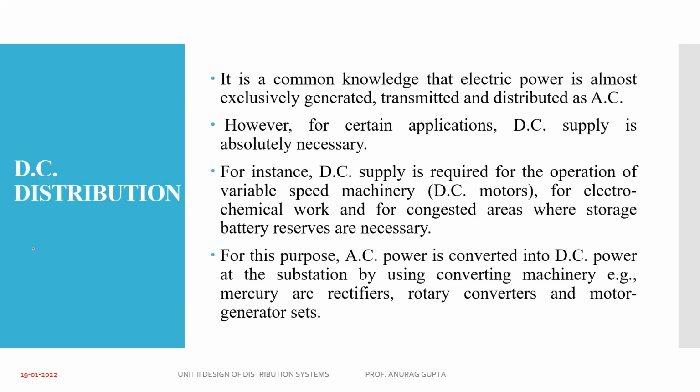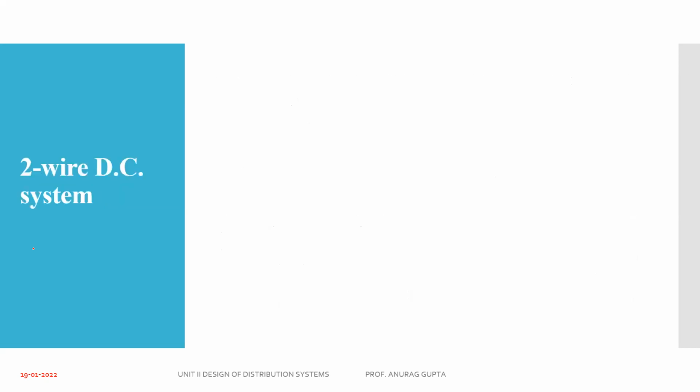But of course, for certain applications, we are also dealing with DC supplies. For example, if we are running a variable DC motor, or any DC motors for variable speed machinery, ultimately we have to provide DC supply. So DC supply or DC distribution already exists, but it is on demand. Most of all in India, we are working with AC distribution.